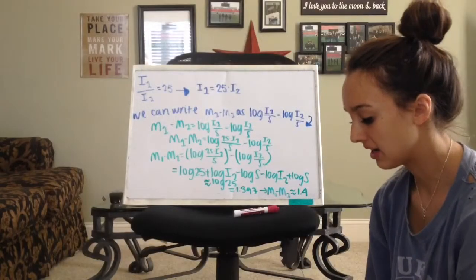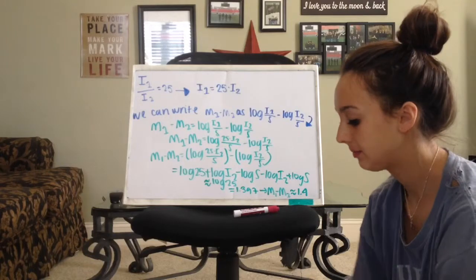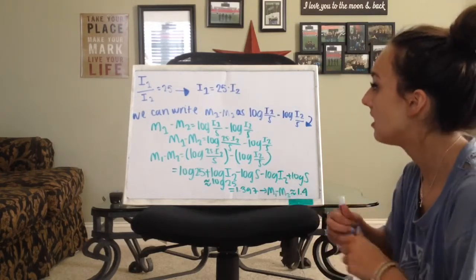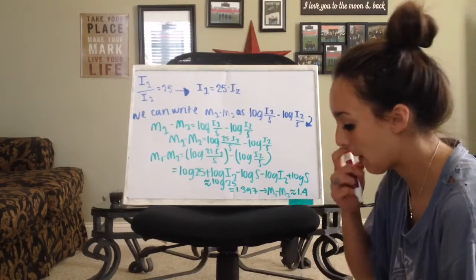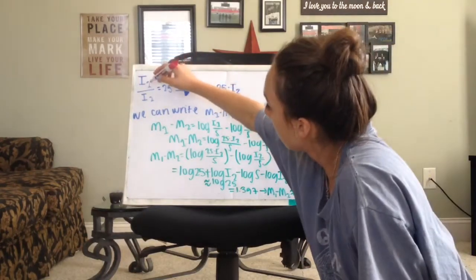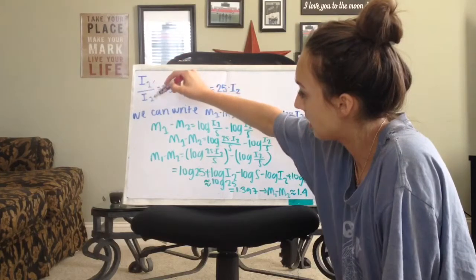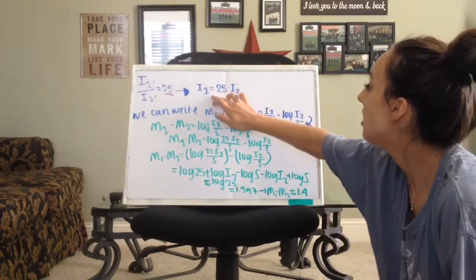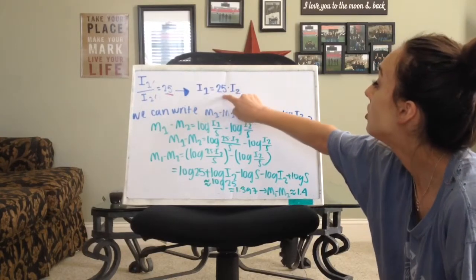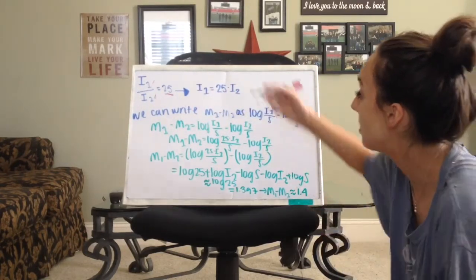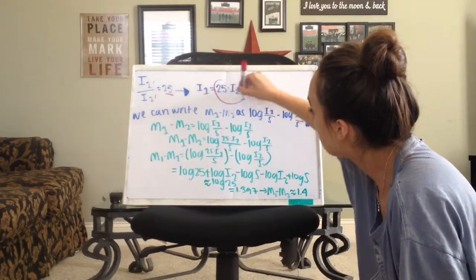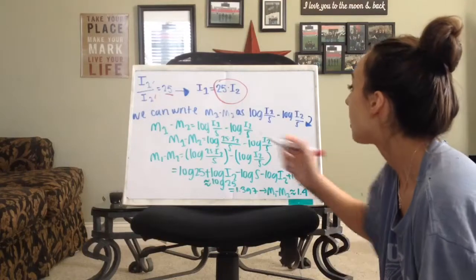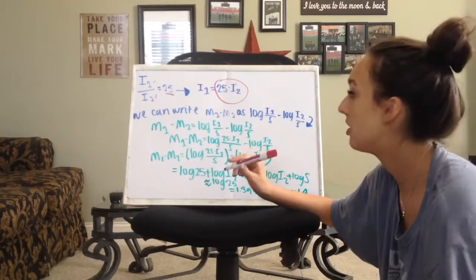Okay, so for my second example, I used this problem, where it starts off as the intensity of earthquake 1 over the intensity of earthquake 2, which equals 25. And so you'll do intensity of 1 equals 25 times intensity of 2, and you're doing that because you want to multiply this to this so that you can get the intensity of the first one. Or you can get the magnitude of the first one.